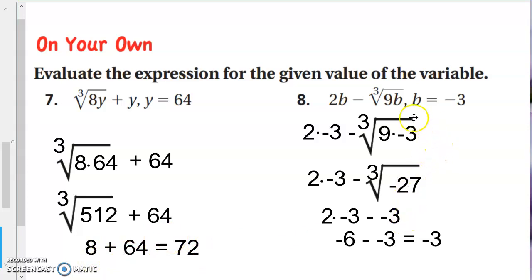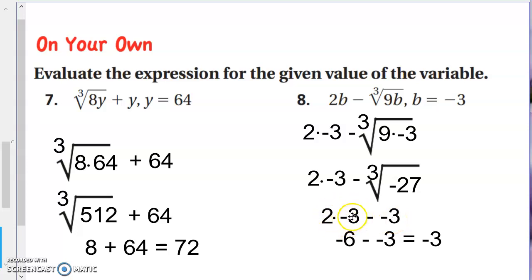This one's a little bit trickier. So it's 2 times b minus the cube root of 9 times negative 3, because b needs to be replaced with negative 3. So that's going to look like 2 times negative 3 minus the cube root of 9 times negative 3. So first thing I figured out was 9 times negative 3, which is, of course, negative 27. The cube root of negative 27 is negative 3.